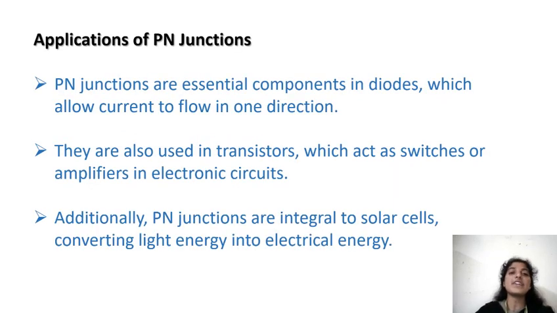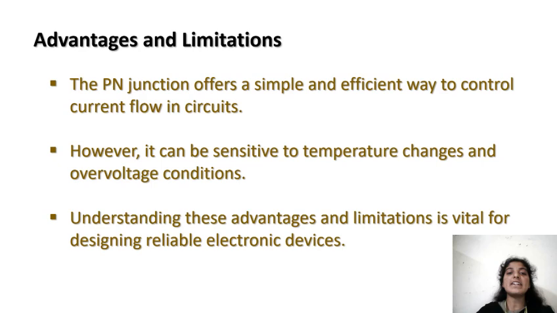Applications of PN junctions. PN junctions are essential components in diodes which allow current to flow in one direction. They are also used in transistors which act as switches or amplifiers in electronic circuits. Additionally, PN junctions are integral to solar cells, converting light energy into electrical energy.